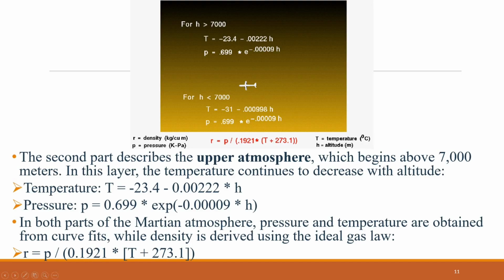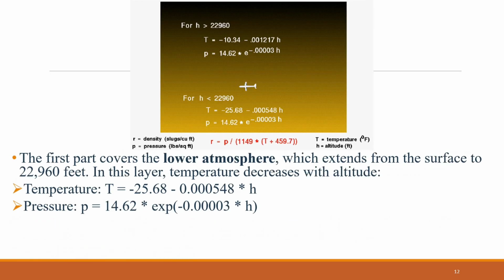Now, I will do the same thing for Mars' atmosphere and convert the values from metric to English units. The first part covers the lower atmosphere, which extends from the surface to 22,960 feet. In this layer, temperature decreases with altitude.